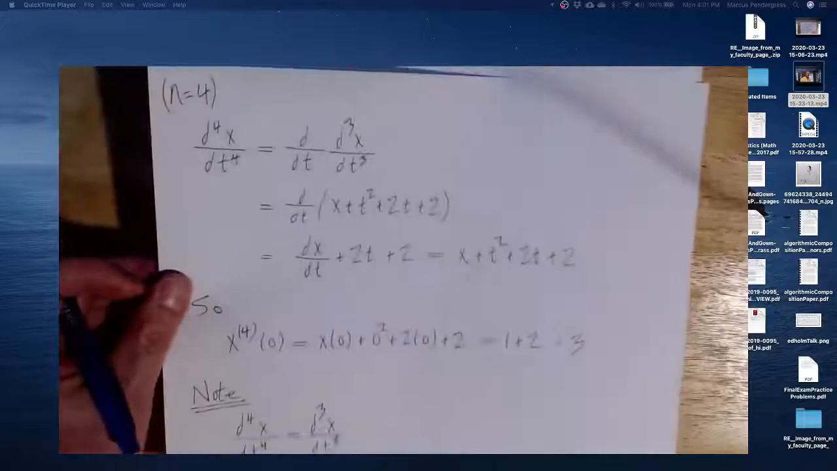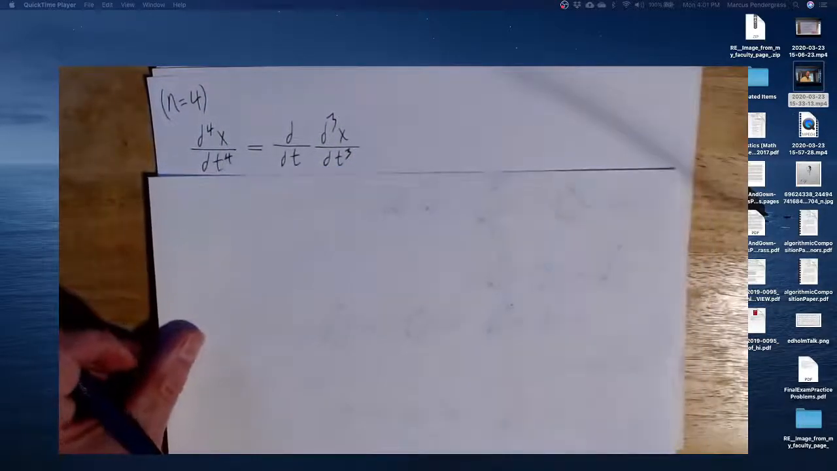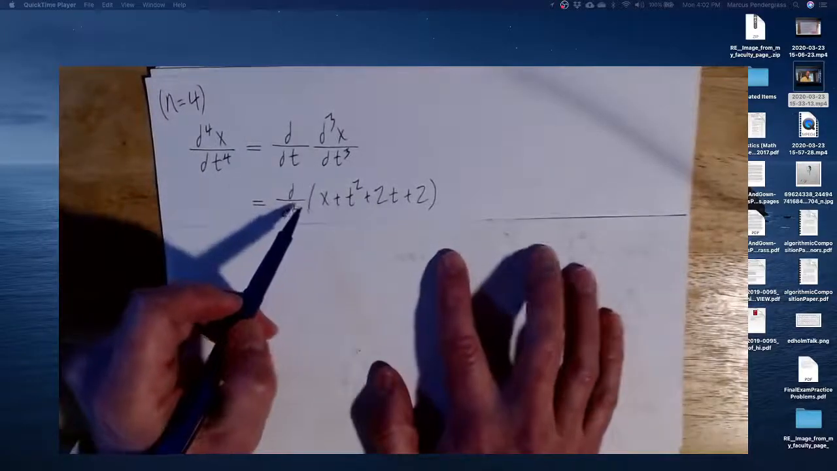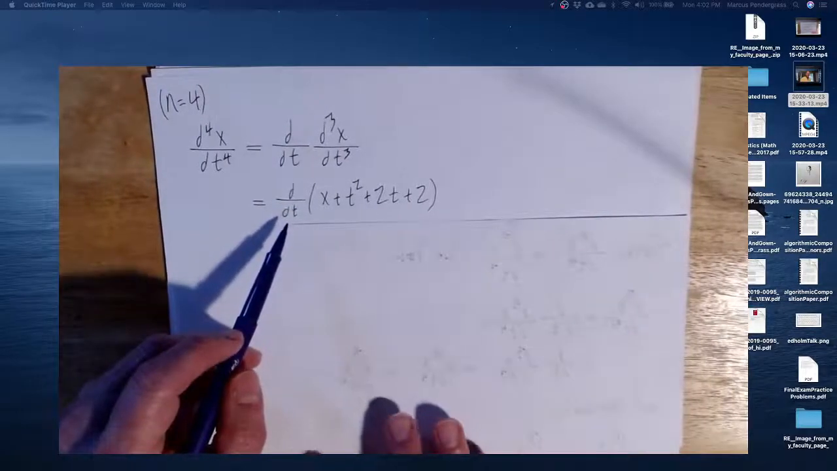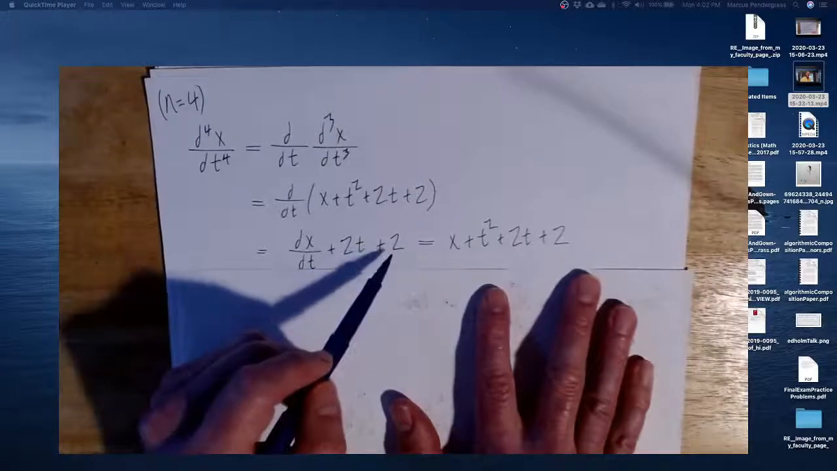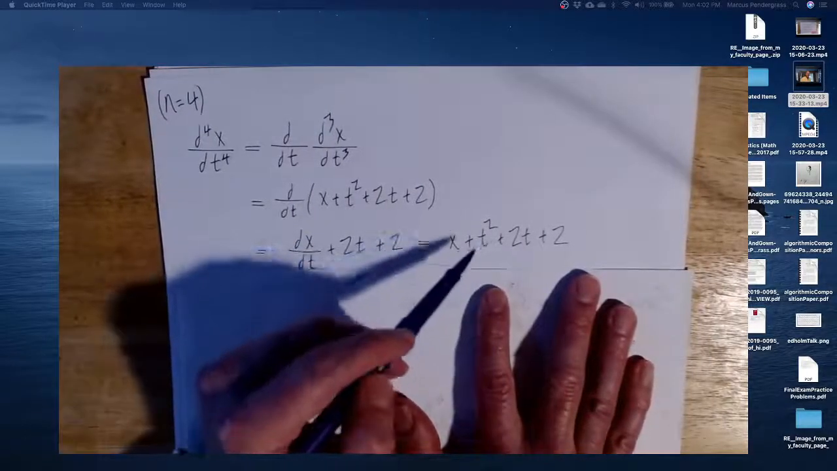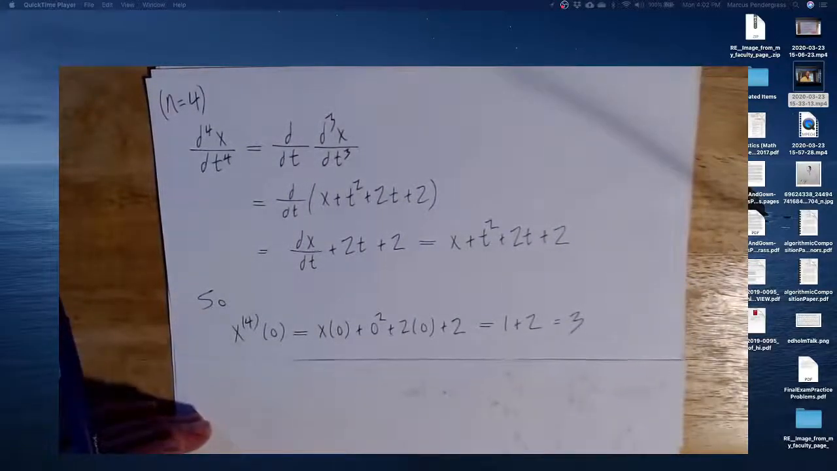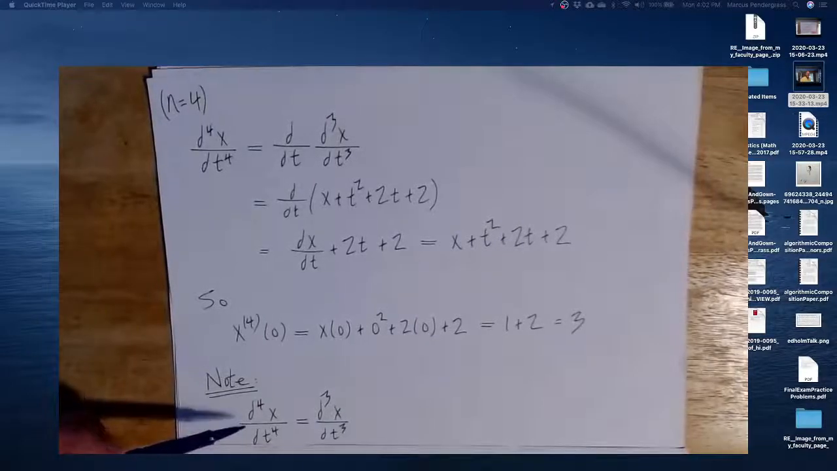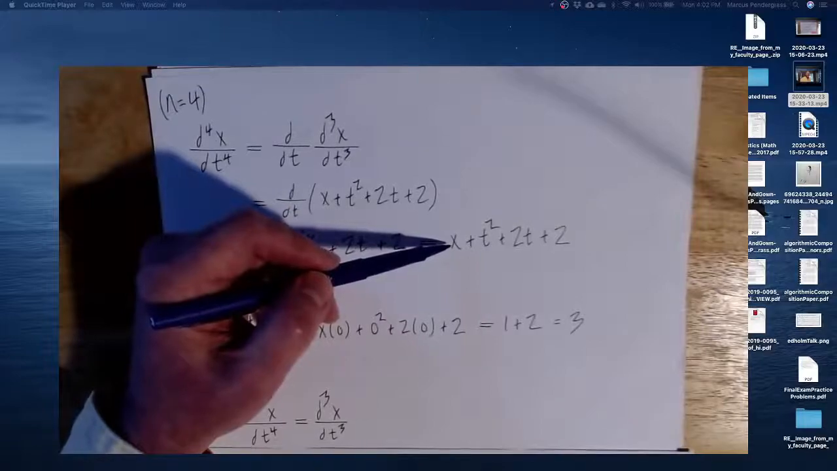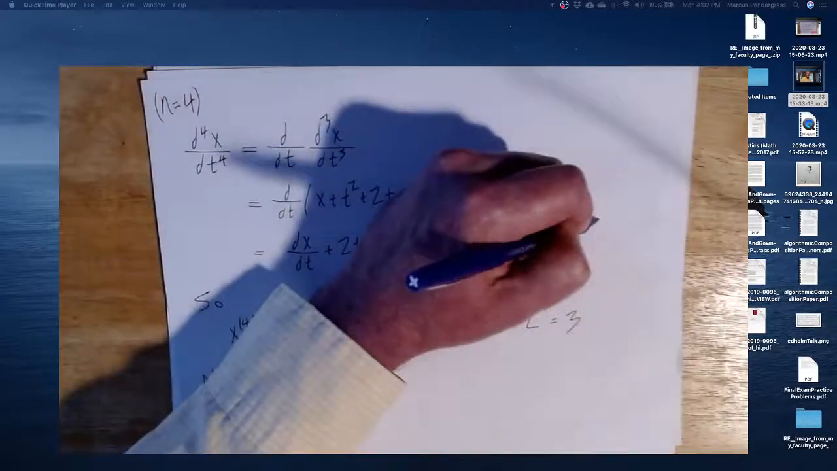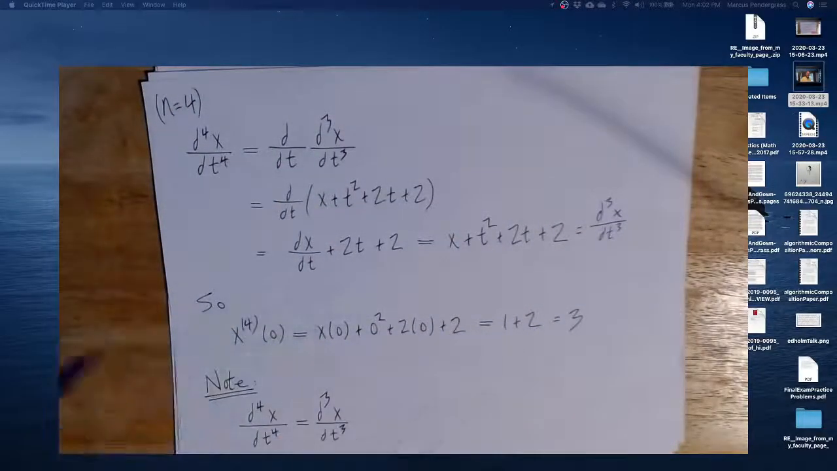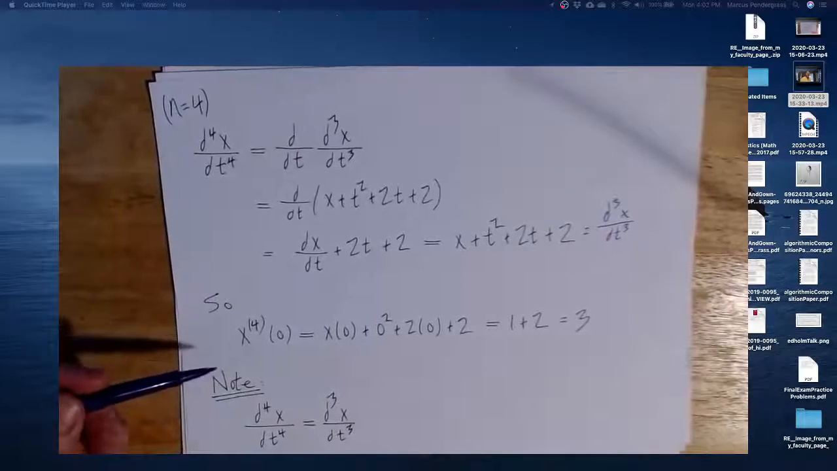Now, something interesting happens from this point on, and let me see if I can show you. Again, you just start in the same way. So the fourth derivative is the derivative of the third derivative. There's the third derivative from the step we just completed. Now, if you take the derivative of that, of course, you're getting dx/dt plus 2t plus 2, and dx/dt is still x plus t squared, so you're getting x plus t squared plus 2t plus 2. Does that look familiar? This was the same result we got for the third derivative. For this particular function, its fourth derivative is the same as the third derivative. And so we're not surprised that the fourth derivative evaluated at 0 turns out to be the same as the third derivative evaluated at 0.